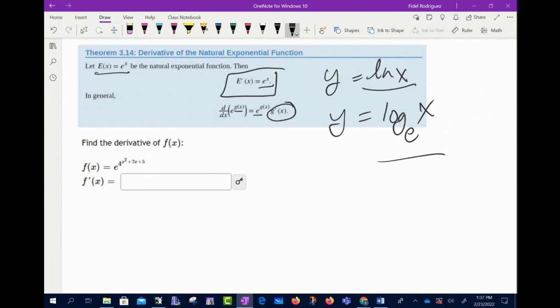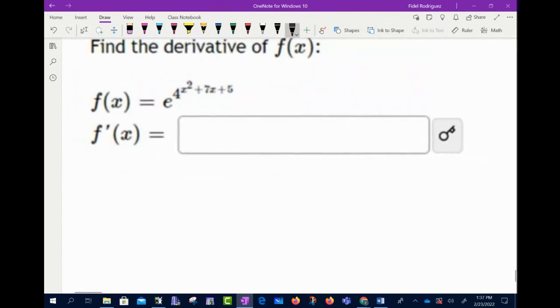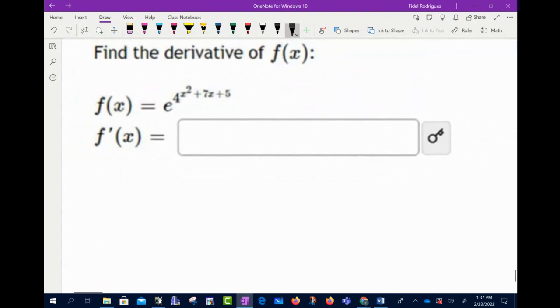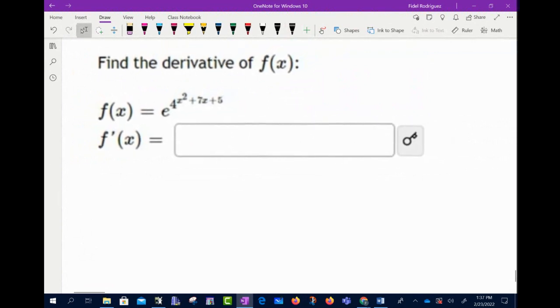So take a look here. We have e to the power 4. No, I think those are x's. Yeah, they're x's. And it looks like the 4 is being raised to a power, right? Give me 1 second. Hold on.